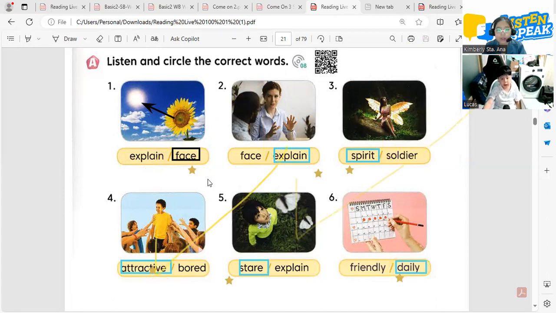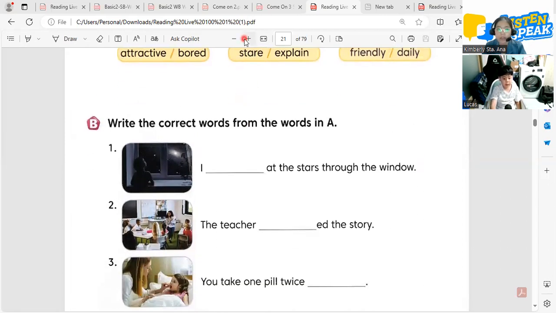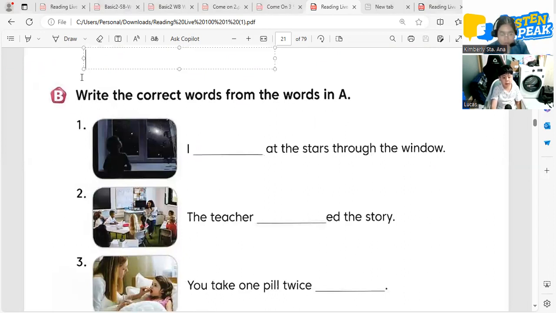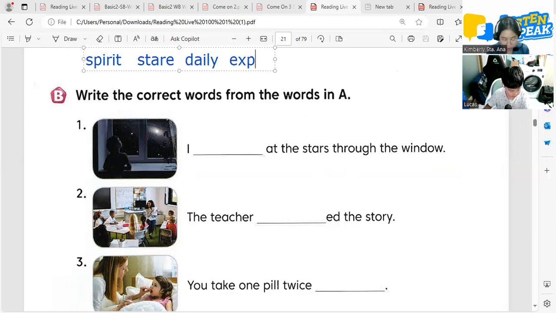There you go. Now, Lucas, I need your help, okay? I'll give you three words here, or four, and then you need to choose which one is the correct answer, okay? Is it spirit? Stare? Daily or explain? So you need to choose your answers from these words. What is number one? Number one is stare. Good job.